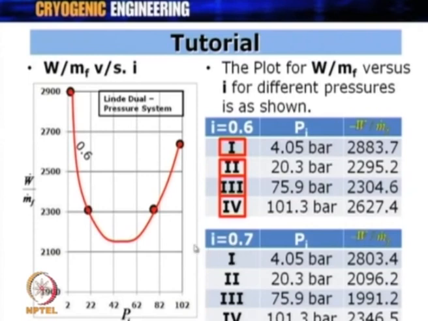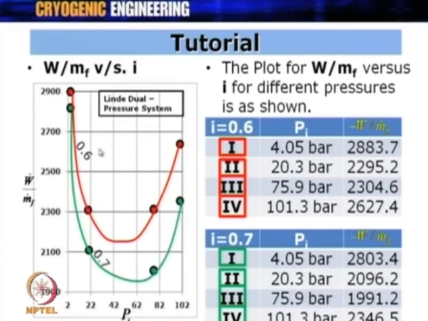And again for I equal to 0.7, if I put those values, alright. So, this whole exercise is carried out in order to choose a point of intermediate pressure for which W by m dot f is going to be the minimum work of compression per unit mass of gas liquefied. Alright. So, this is the 0.6 case and this is the 0.7 case.